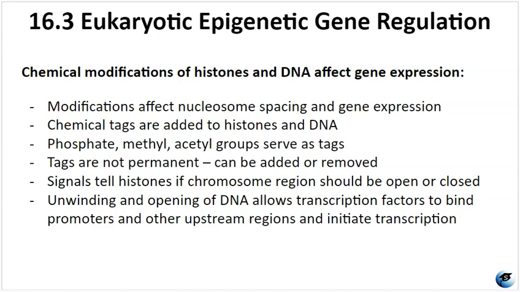When certain regions of the DNA are unwound and opened up due to these modifications, it allows transcription factors to access the promoters and other upstream regions of the gene. This enables the initiation of transcription, the process of converting the genetic information from DNA to RNA. The presence or absence of these chemical modifications on histones and DNA can fine-tune gene expression, ensuring that specific genes are turned on or off in response to various signals and cellular needs.